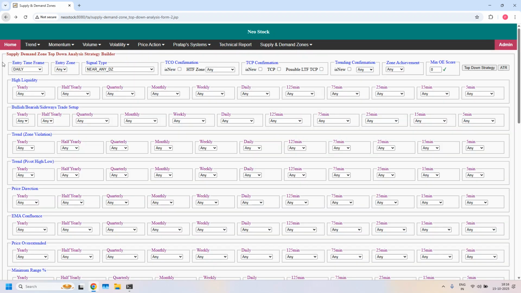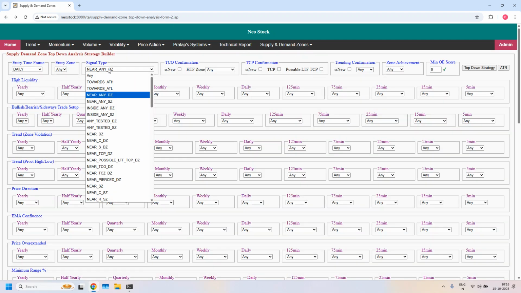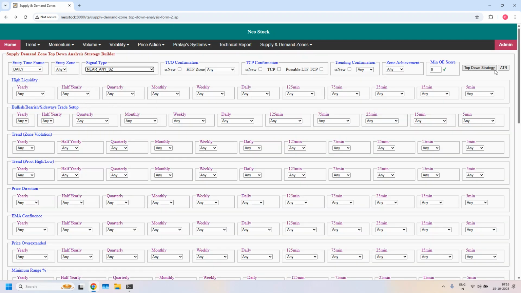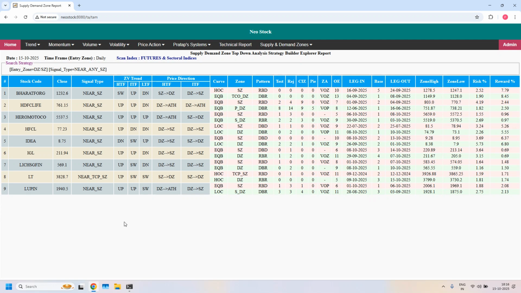Okay, next for the daily time frame, stocks near to the daily supply zone, we got 9 stocks. Let us identify daily high liquidity supply zones from this list. L&T is having a daily high liquidity supply zone. That's it. We got only one daily high liquidity supply zone from this list.